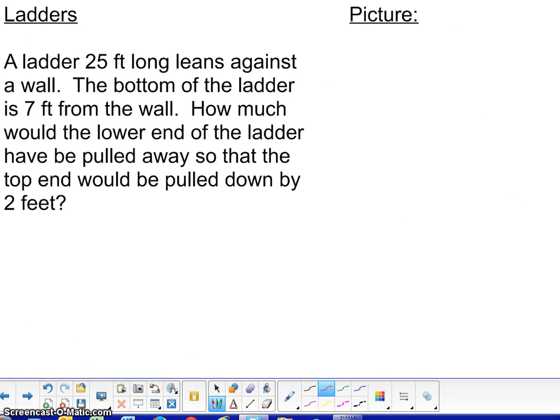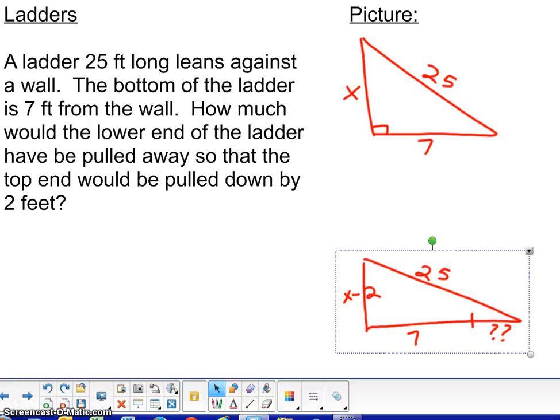A ladder 20 feet long leans against a wall. The bottom of the ladder is 7 feet from the wall. How far would the lower end of the ladder be pulled away so that the top end would be pulled down by 2 feet? Lots of information going on here, so let's draw a picture. So the first triangle, go ahead and push pause and draw that.